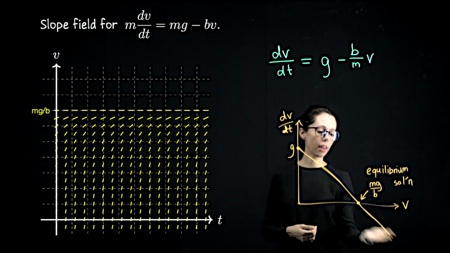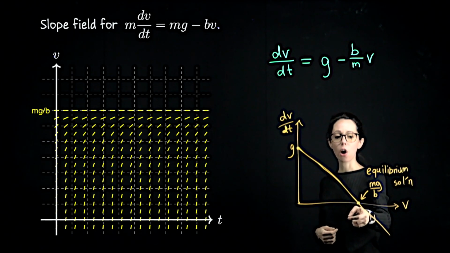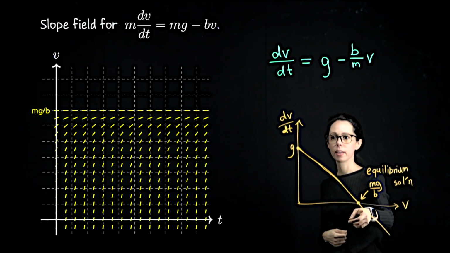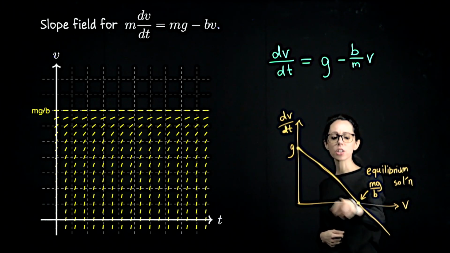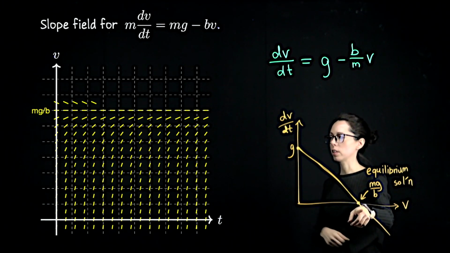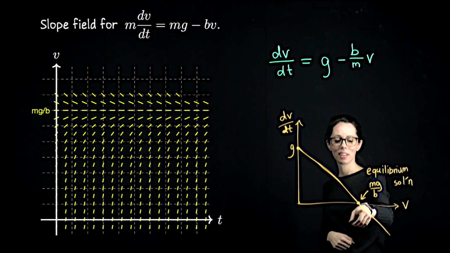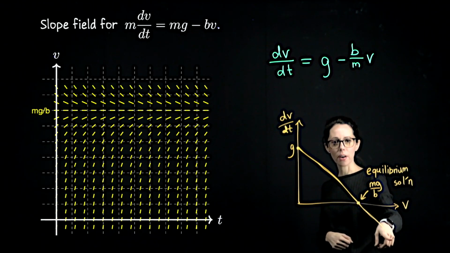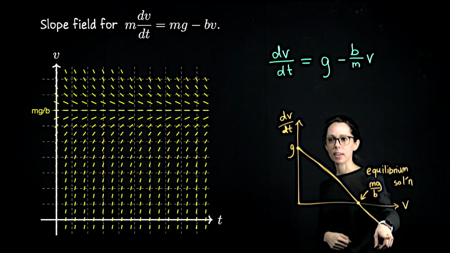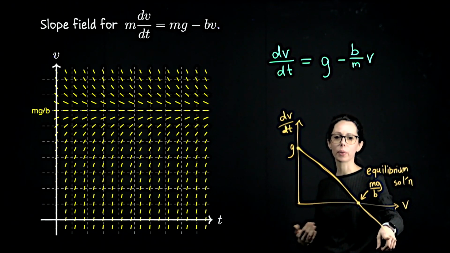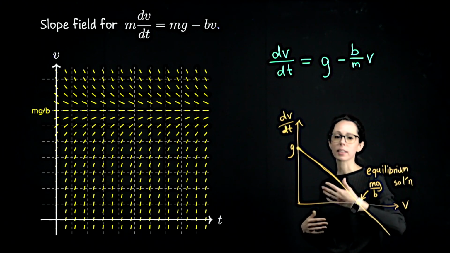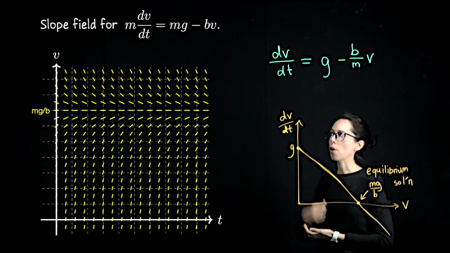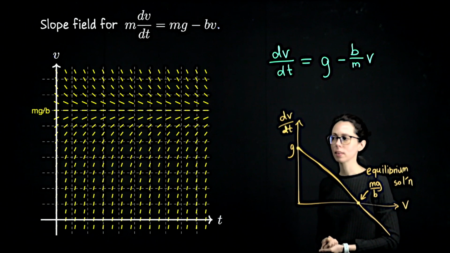Same story for going the other direction. So if our velocity is over the equilibrium solution, then our acceleration is slightly negative. So let me add some of those slopes. And then the faster we go, the greater our velocity, the more we decelerate, if you will. So the acceleration is negative and it's getting steeper and steeper as we go up over the equilibrium solution.